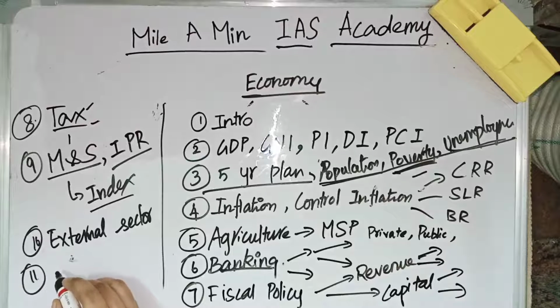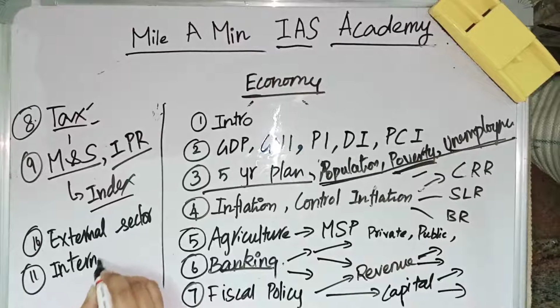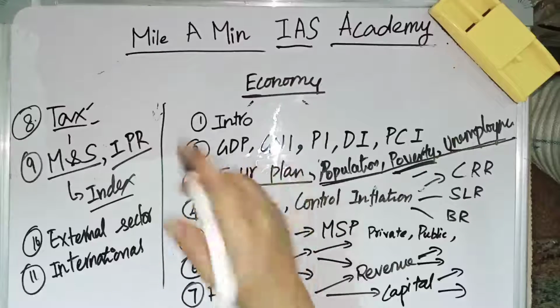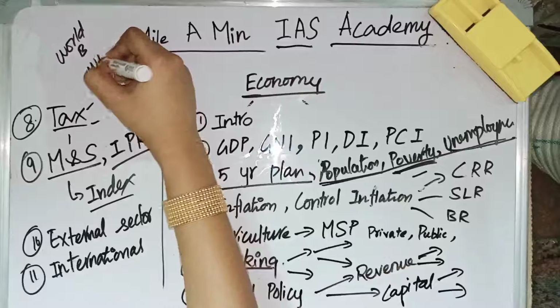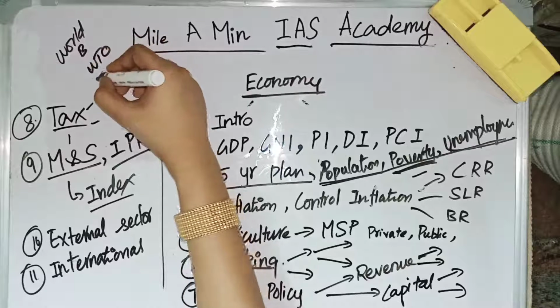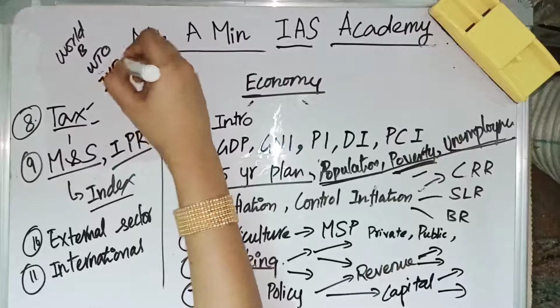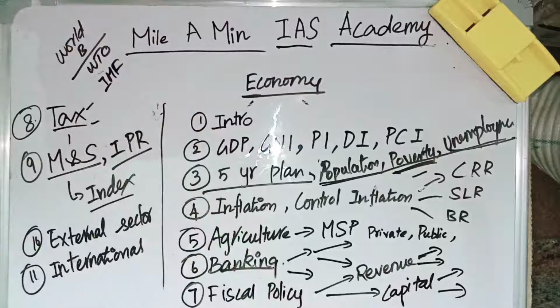Then we have international organizations. In international organizations, we have the Bretton Woods organizations. Under the Bretton Woods organizations, we have three organizations. One is the World Bank, and after World Bank, we have WTO, World Trade Organization, and then we have the International Monetary Fund, IMF. So World Bank, earlier it was called IBRD. We will be seeing all those three Bretton Woods organizations, and apart from that we have many international organizations. We will be seeing all those steps.